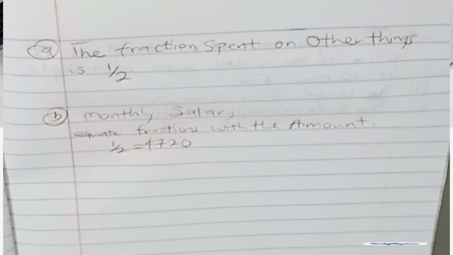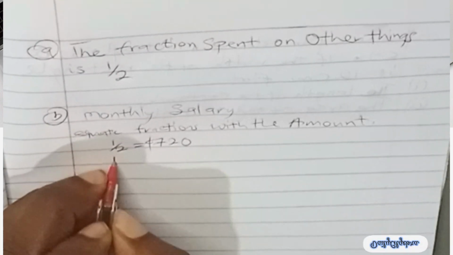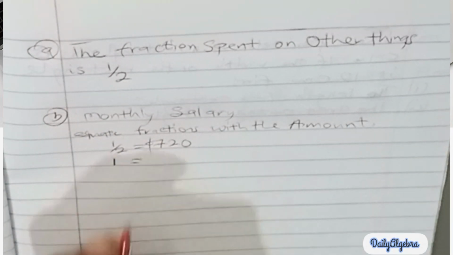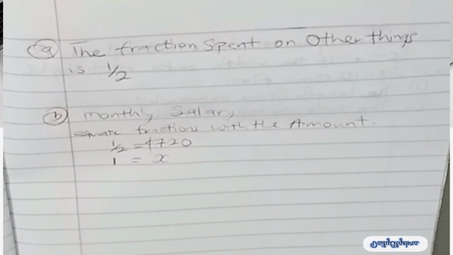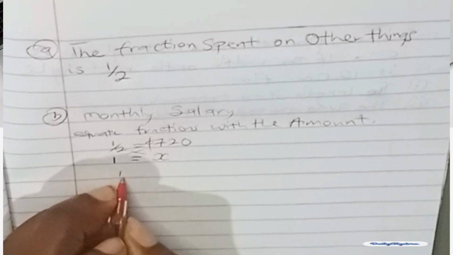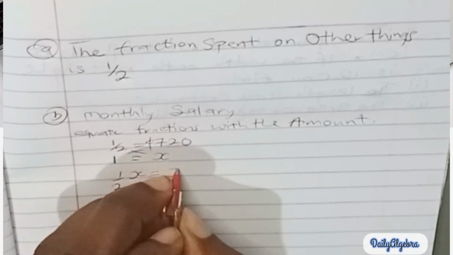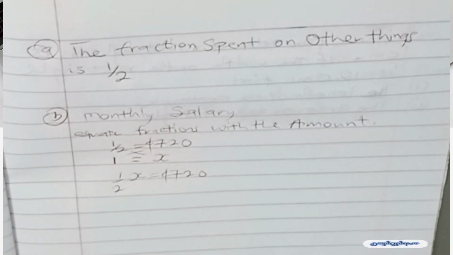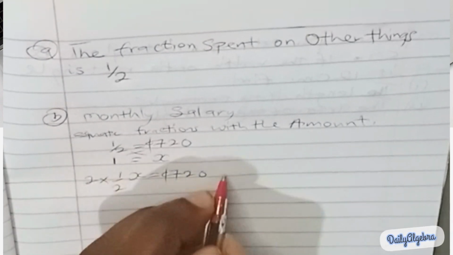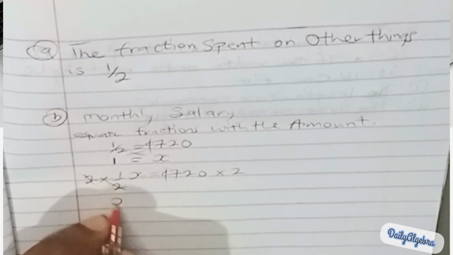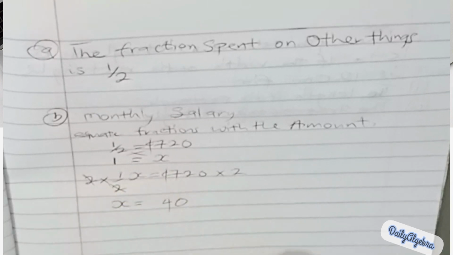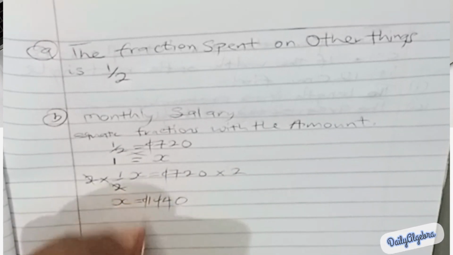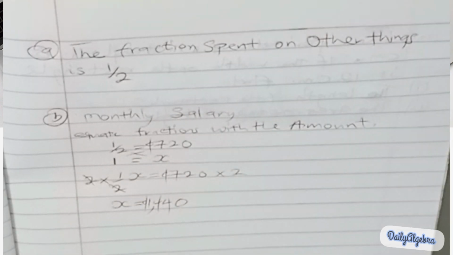The total fraction is the monthly earning, and that was 1. So we find 1, and we don't know the amount. So we put a variable there, and then we make the variable the subject to find the monthly salary. So we cross multiply, have half x is equal to 720. You can multiply both sides by 2. Now your x will be 720 times 2. 2 times 0 is 0, 2 times 2 gives you 4, 2 times 7 gives you 14. 1,440 cedis.